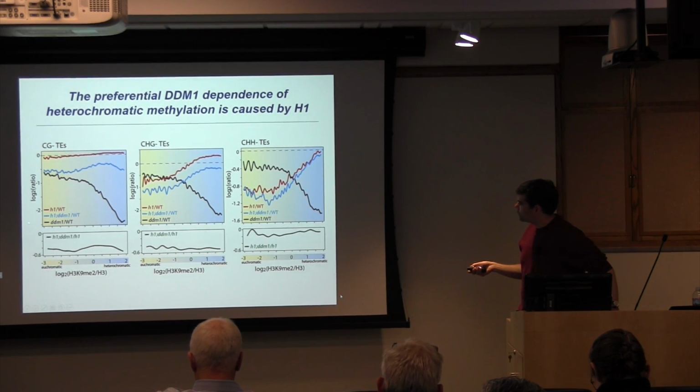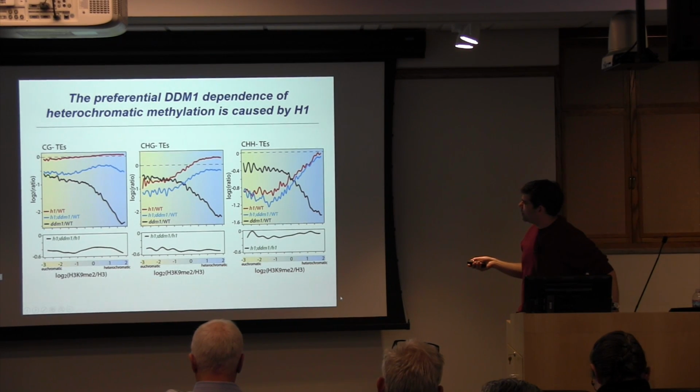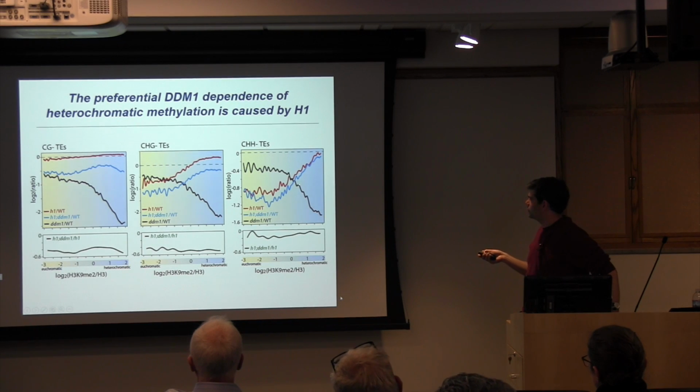And as we get from more euchromatic to more heterochromatic transposons, the DNA methylation drops in DDM1 mutants in all three sequence contexts. And in H1, these red lines, you see the opposite. So there's a bit of loss in euchromatic elements and a bit of gain in heterochromatic elements. And this occurs in CHG and this occurs in CHH.